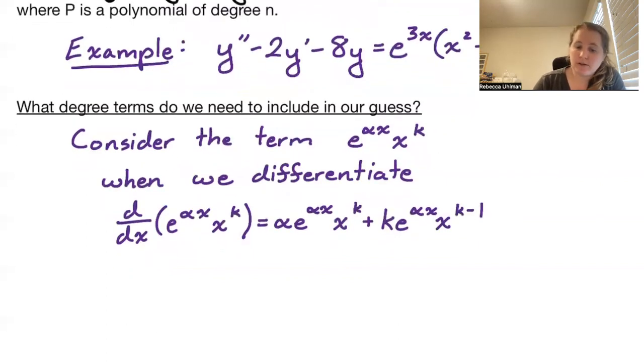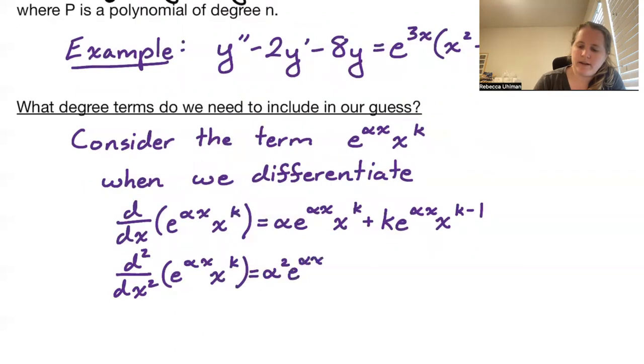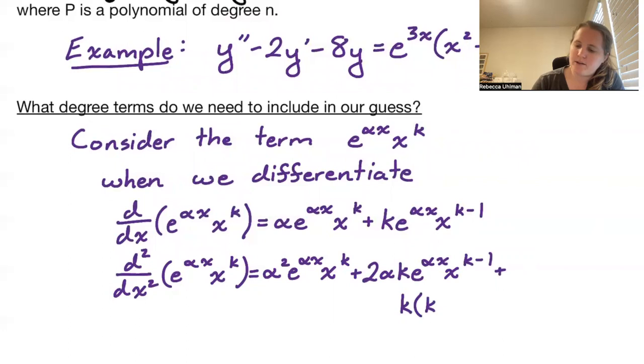And when we take the second derivative of e to the alpha x, x to the k, we would wind up with an alpha squared e to the alpha x times x to the k. We would wind up with two terms of the form alpha times k times e to the alpha x times x to the k minus 1. And then we would also have a term that was k times k minus 1 times e to the alpha x times x to the k minus 2.